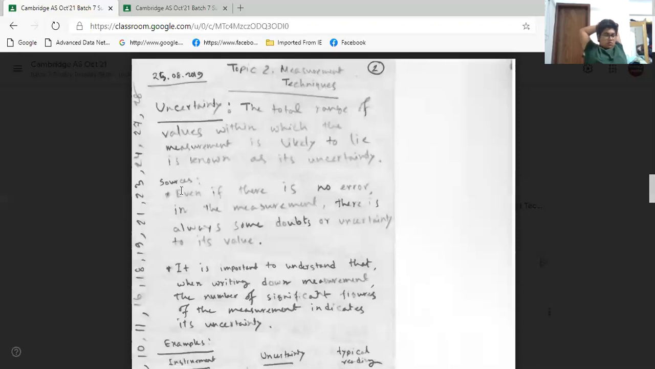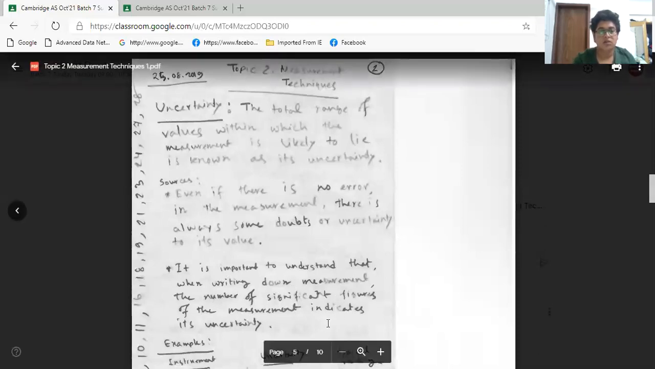And the sources of uncertainty. You see, I wrote here some sources. Even if there is no error, like you don't have any systematic error, you don't have any random error in the measurement, there is always some doubt or uncertainty in its value. Whatever you are measuring, there might be some doubts. That is uncertainty. Another one is mentioned here. It is important to understand when writing down a measurement, the number of significant figures of the measurement indicates its uncertainty.